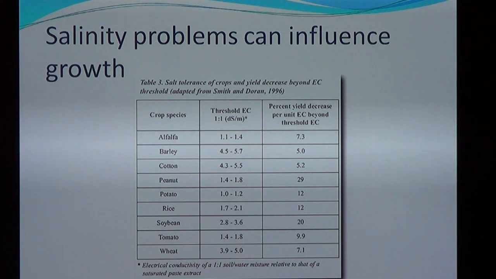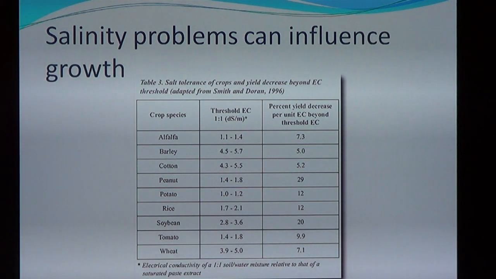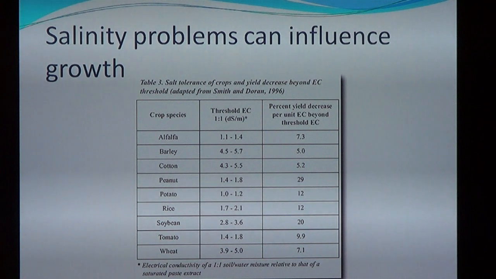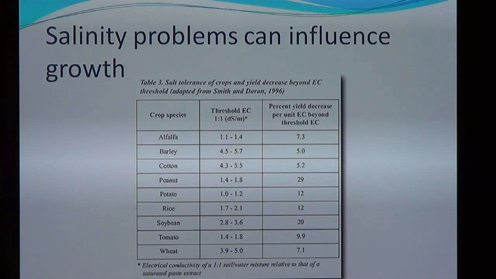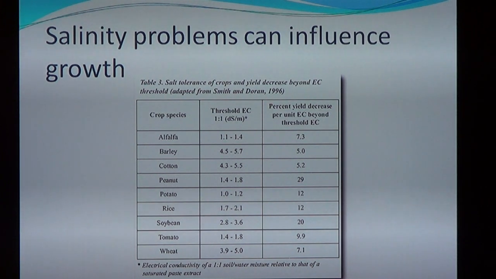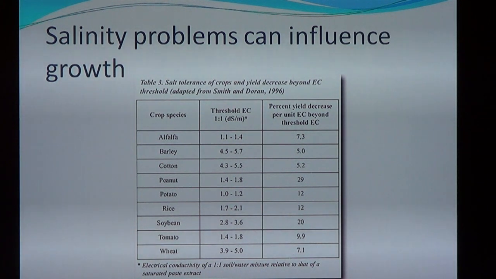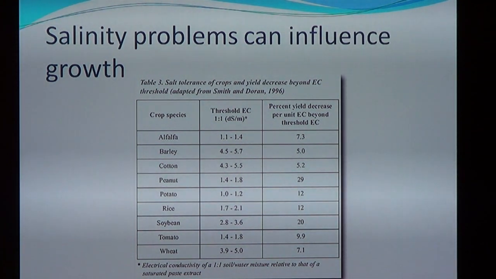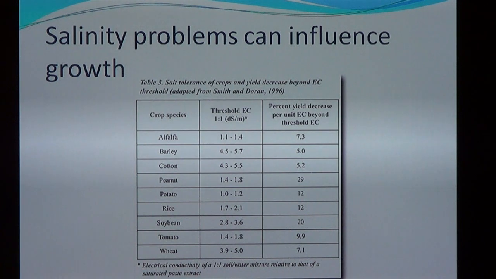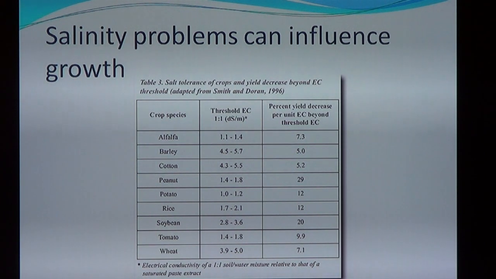Every percent yield decrease beyond that is 7.3. So 7% decrease in crop yield for every 1 unit you go up in EC beyond that. Each time you go up, that number is going to double. So by the time you get to 2, it's 7.3. By the time you get to 4, it's 14.6. It's pretty impressive in your crop yield. Remember, you're talking about a whole hectare.